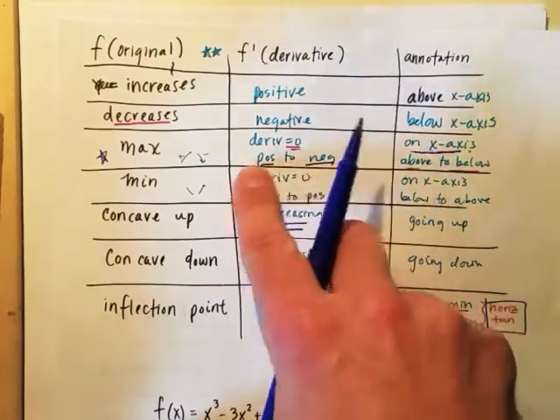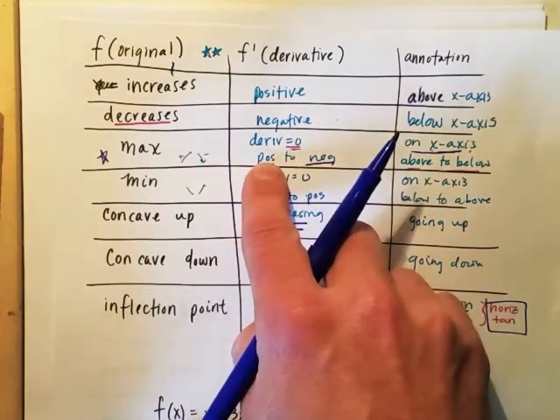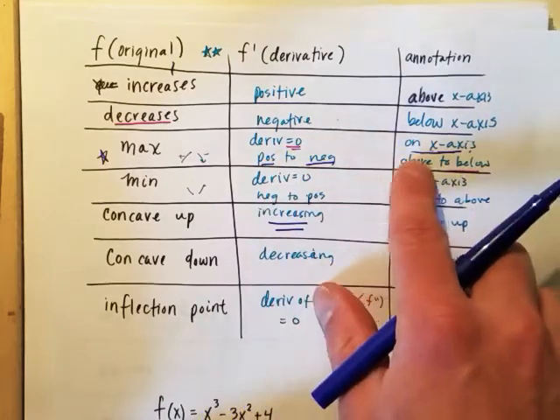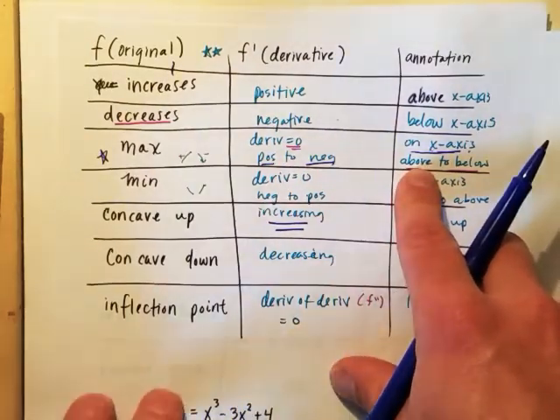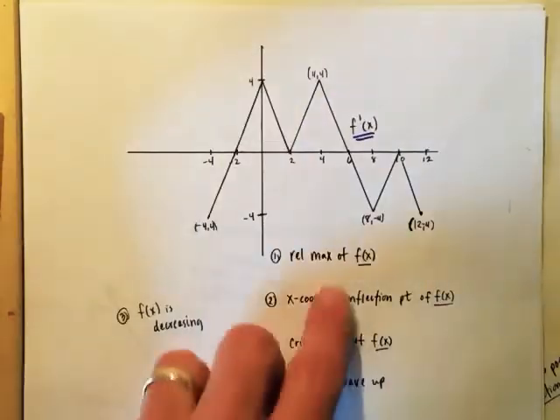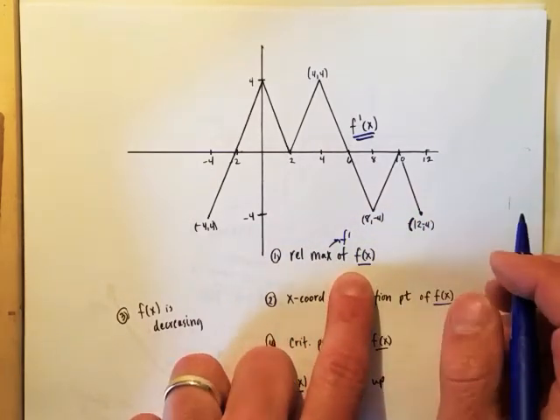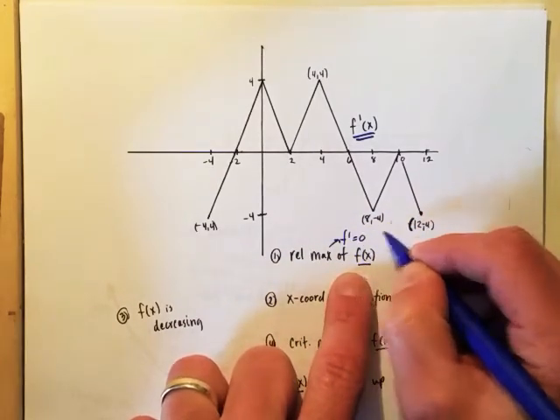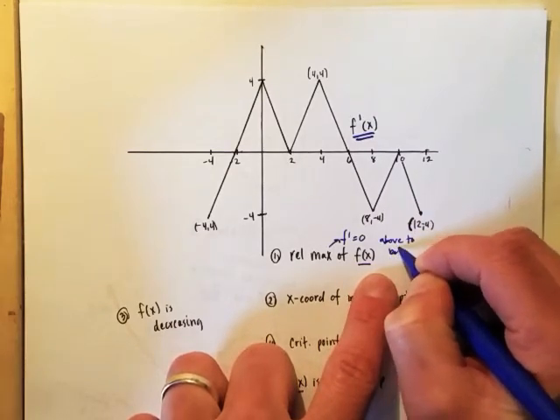And we know that a maximum changes from increasing to decreasing, so the derivative is going to change, the slope is going to change from positive to negative. What that's going to look like is it's going to go from above, all the positive y values, to below, all the negative y values. So a quick annotation here would be this: f prime would be equal to 0, and it goes from above to below the axis.